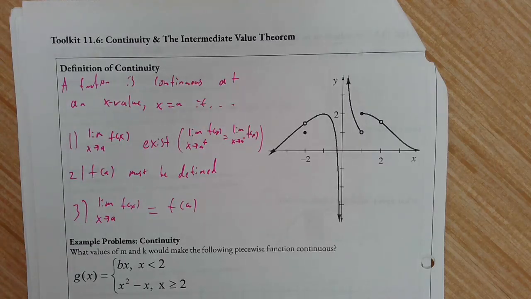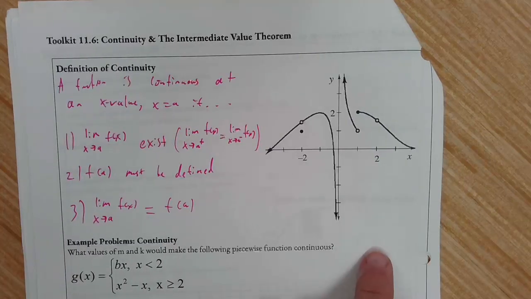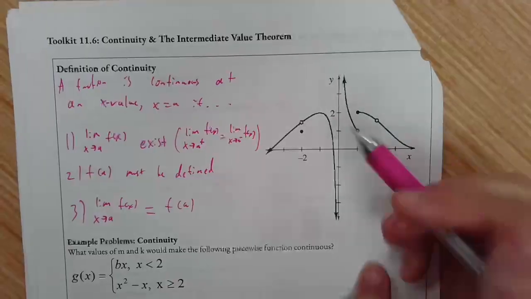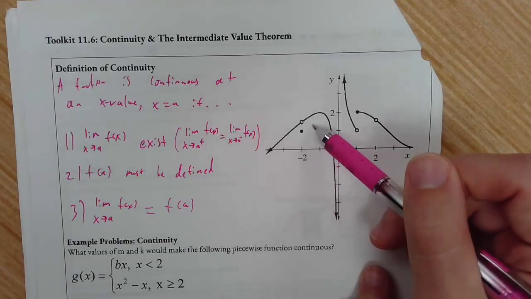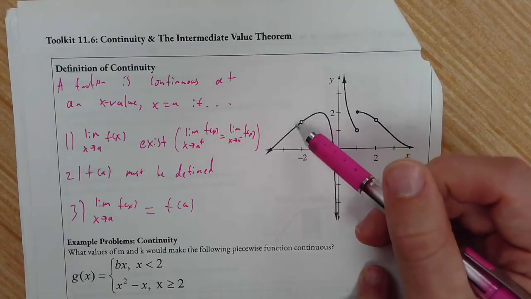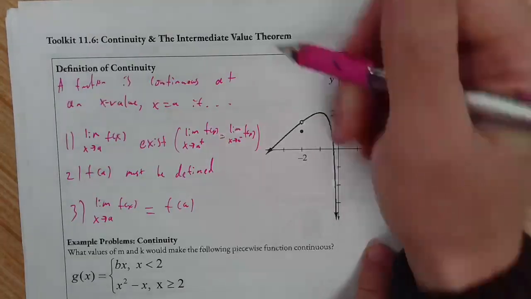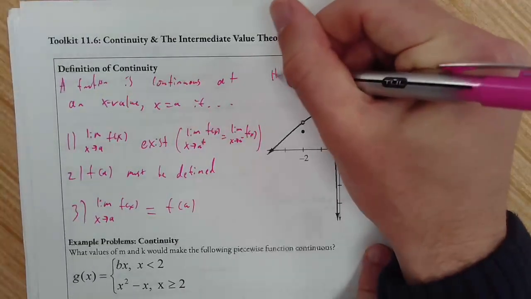Okay. So let's look at some examples on the right. We have different kinds of discontinuities here. This first one here, anybody remember the name of this one? This is a hole, also known as removable.